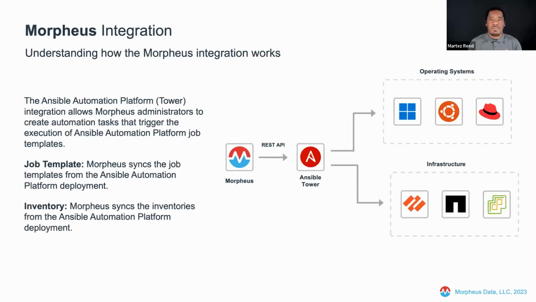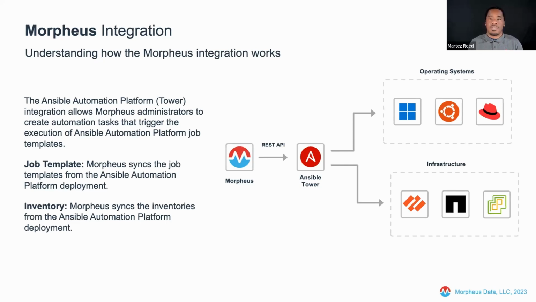So how does the Morpheus platform work with Ansible Tower or Ansible Automation Platform to be able to take advantage of a number of the benefits and capabilities that we talked about that are available via that platform, and then be able to leverage those in various different contexts within the Morpheus platform? So the Morpheus platform provides the ability to integrate with Ansible Tower or Ansible Automation Platform via REST API. So Morpheus platform will make various REST API calls to be able to trigger the execution of what Ansible Tower or Ansible Automation Platform refers to as job templates.